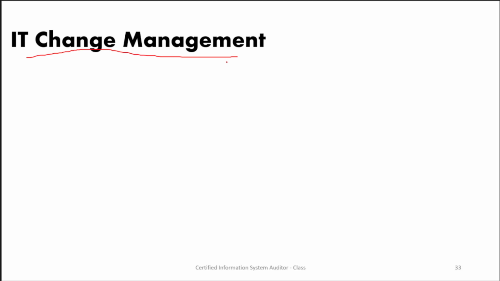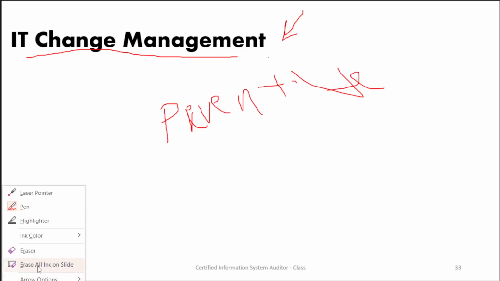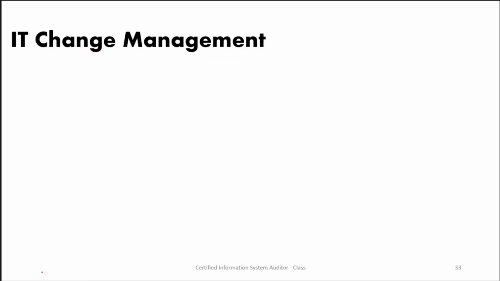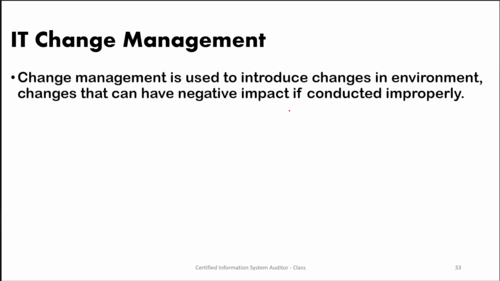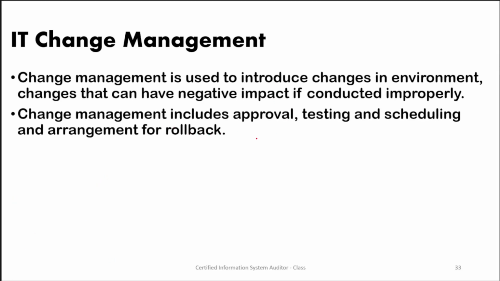Change management is one of the practices done by the information technology management team, and IT change management is a control. It is a preventive control, in fact, because by having a proper change management process, sudden change or sudden outage that could happen due to not planning the change properly can be mitigated. So change management is a kind of preventive control, and it includes approval, testing, scheduling, risk assessment, and arrangements for rollback in case the change went wrong.